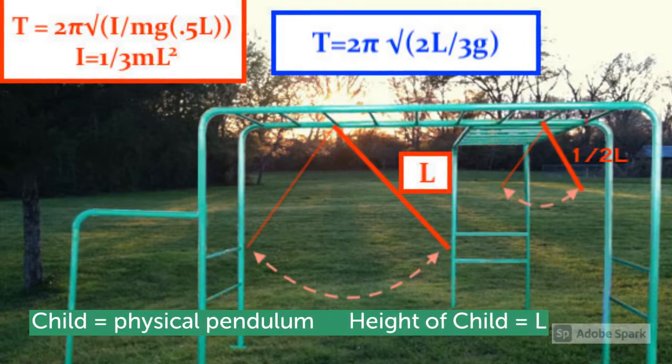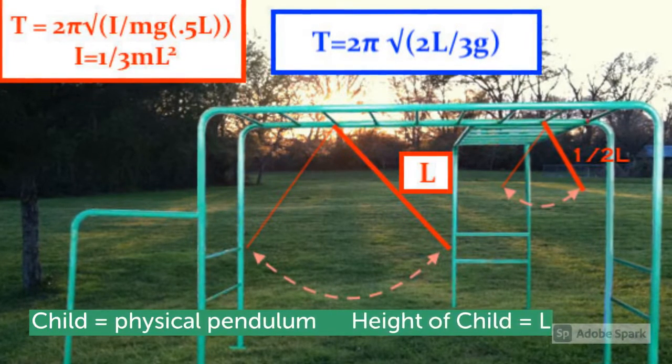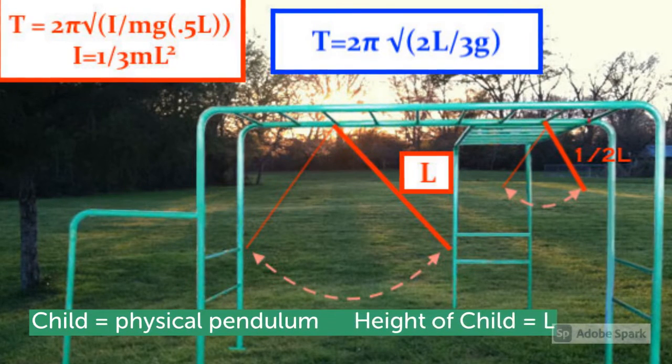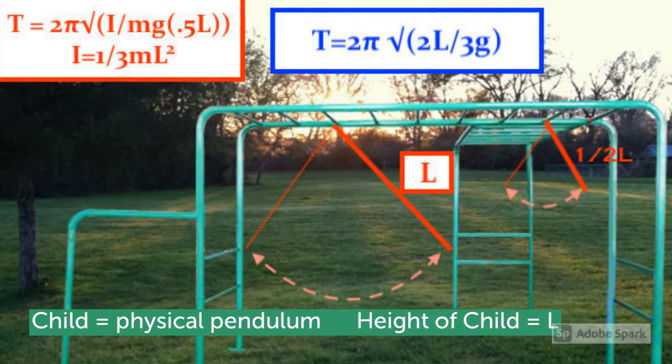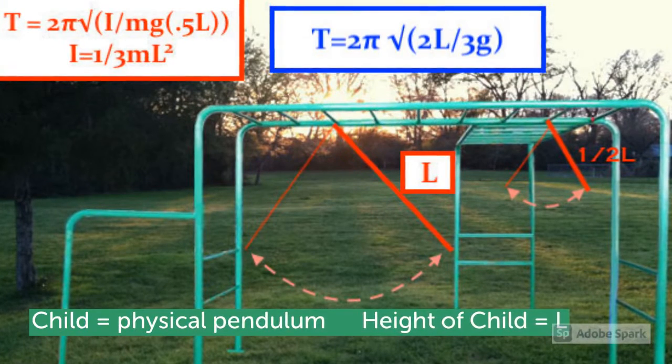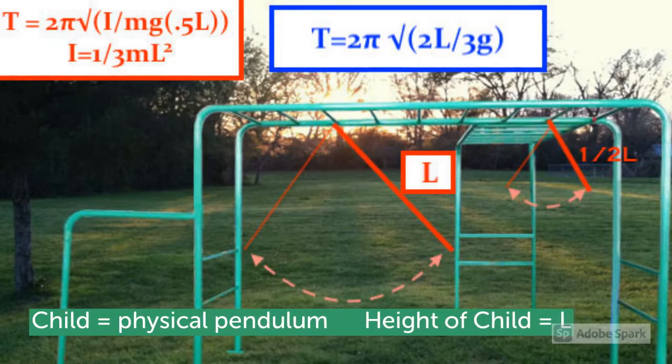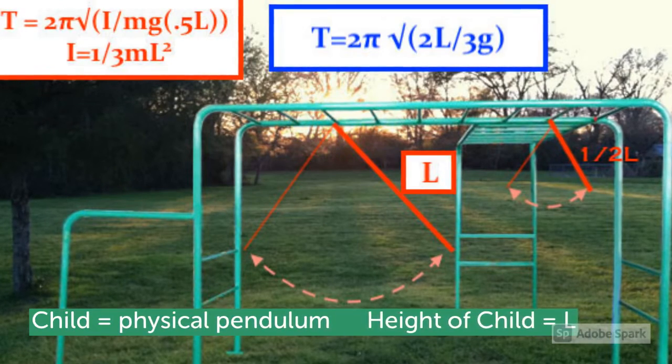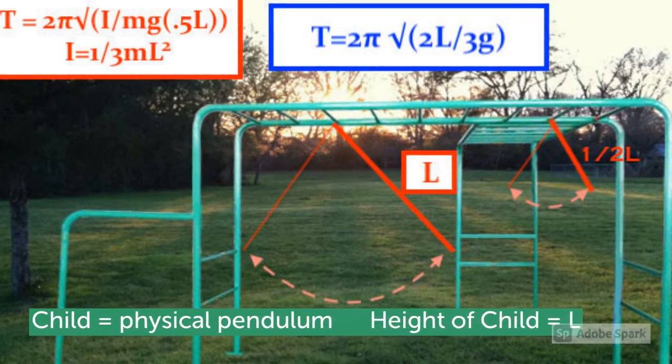Although this is an oversimplification of the form of a child, combining these two equations allows us to relate L, the height of the child, to T, the period of the child. From this derived equation, written in blue, it is evident that if L is greater, or if the child is taller, the time T it takes the child to swing backwards and forwards once will be larger.